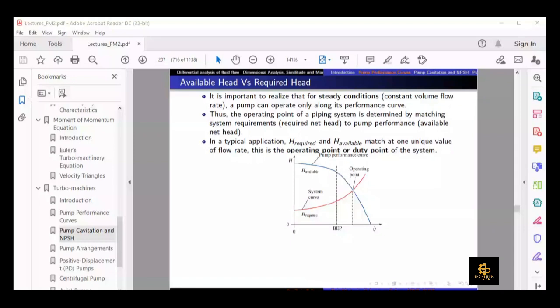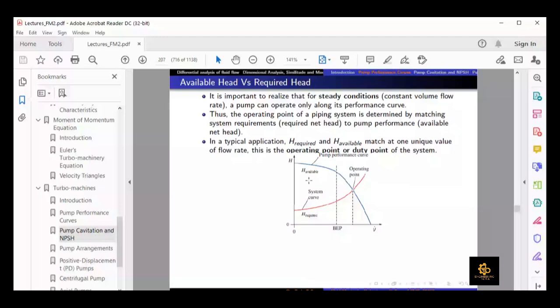So available head is the net head which can be gained by the fluid. But if you can see, if we increase the volume flow rate, the available head decreases. So it means that at a higher flow rate, the pressure increase in the fluid would be a little bit less. That is intuitive. If the volume flow rate is more, then the outlet pressure of the fluid would be a little bit less as compared to the case when we have low volume flow rate. Okay, so that was the available head.